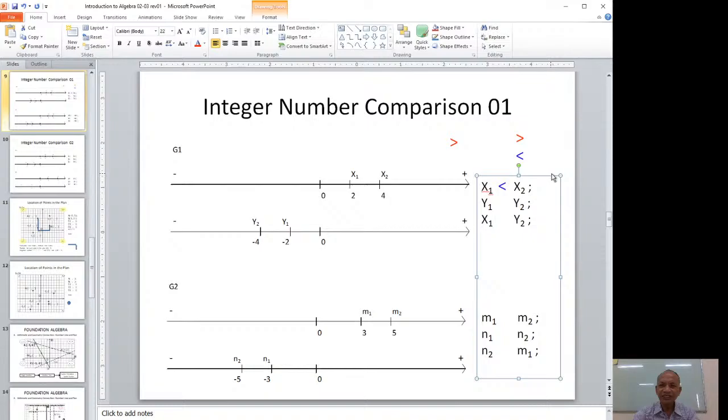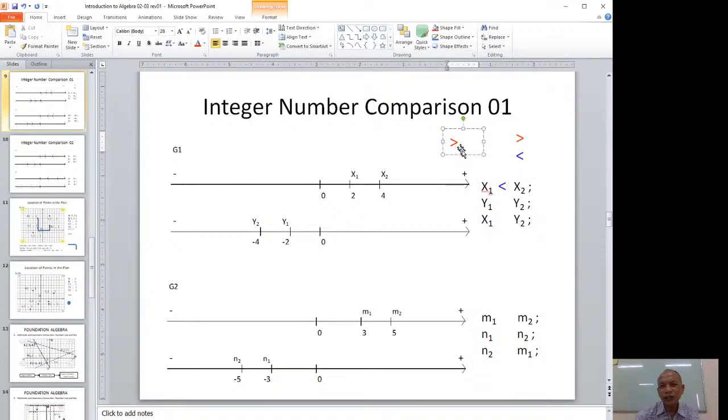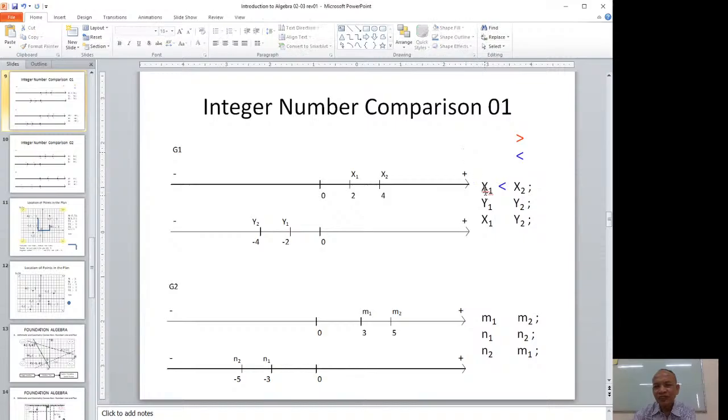Test your knowledge. Either place this one, red or blue, between these numbers, the numbers corresponding to the values. X1 is 2, X2 is 4, and then Y1 is -2, Y2 is -4.